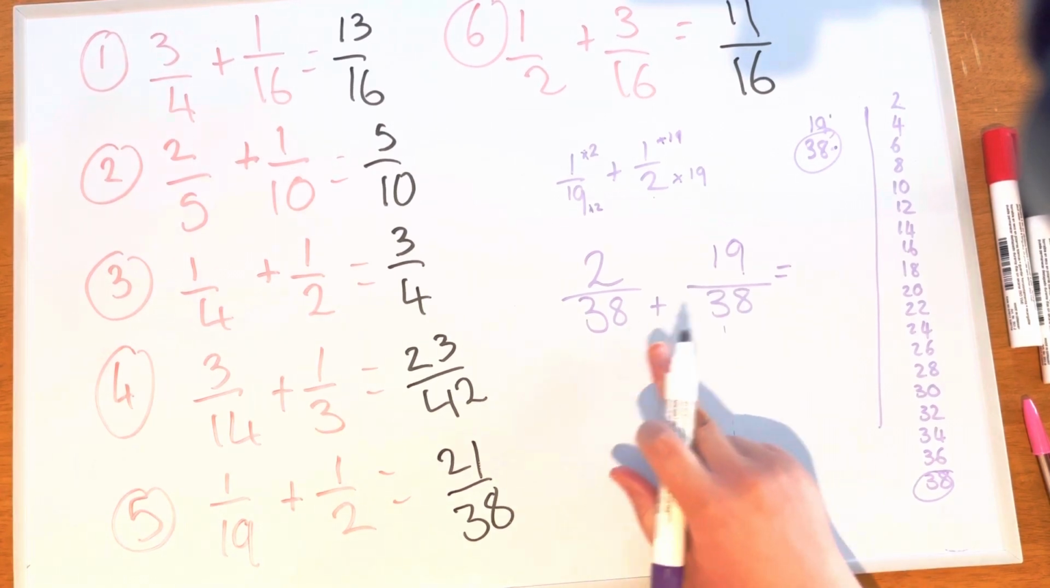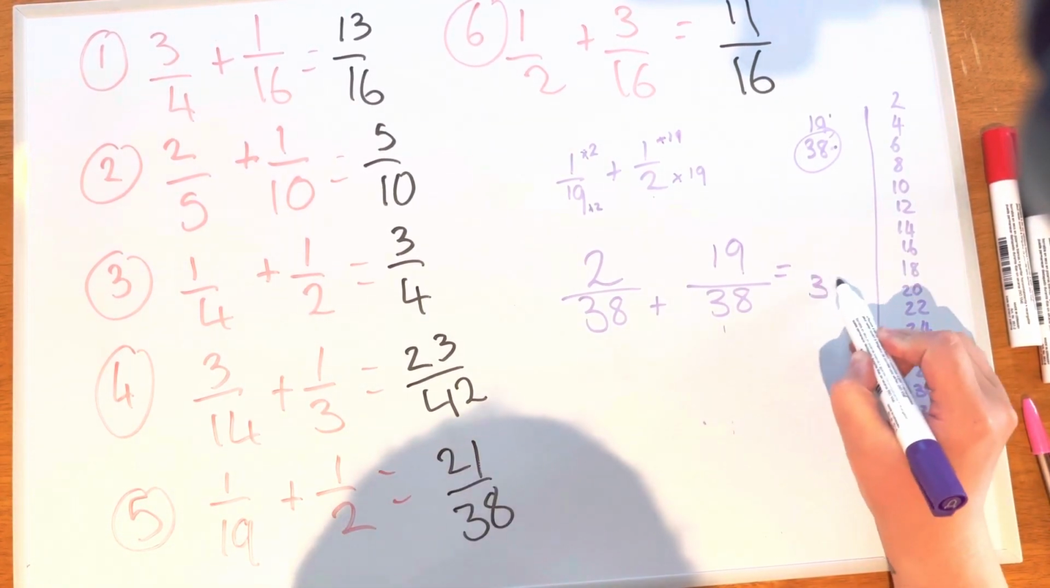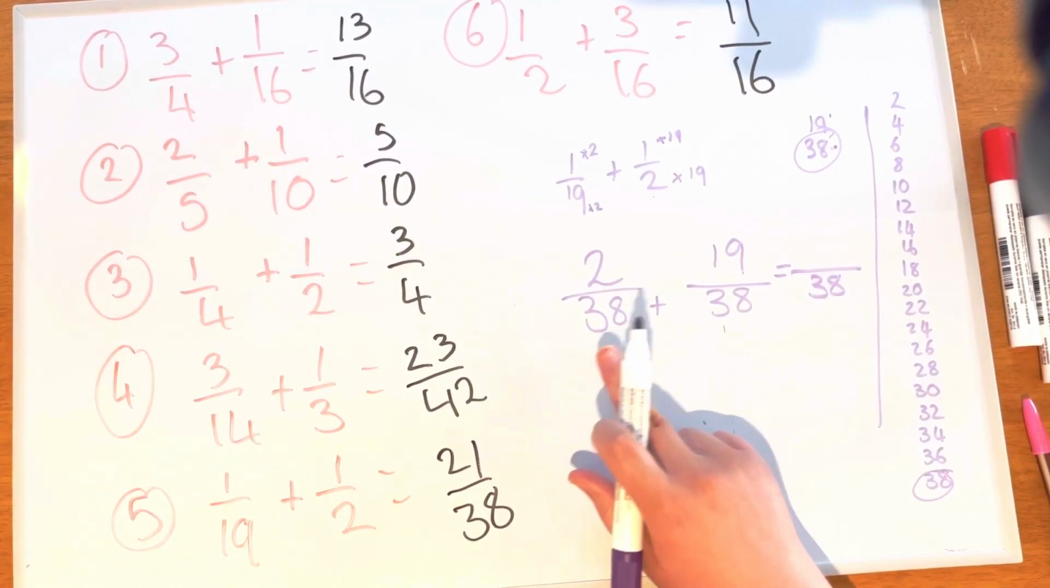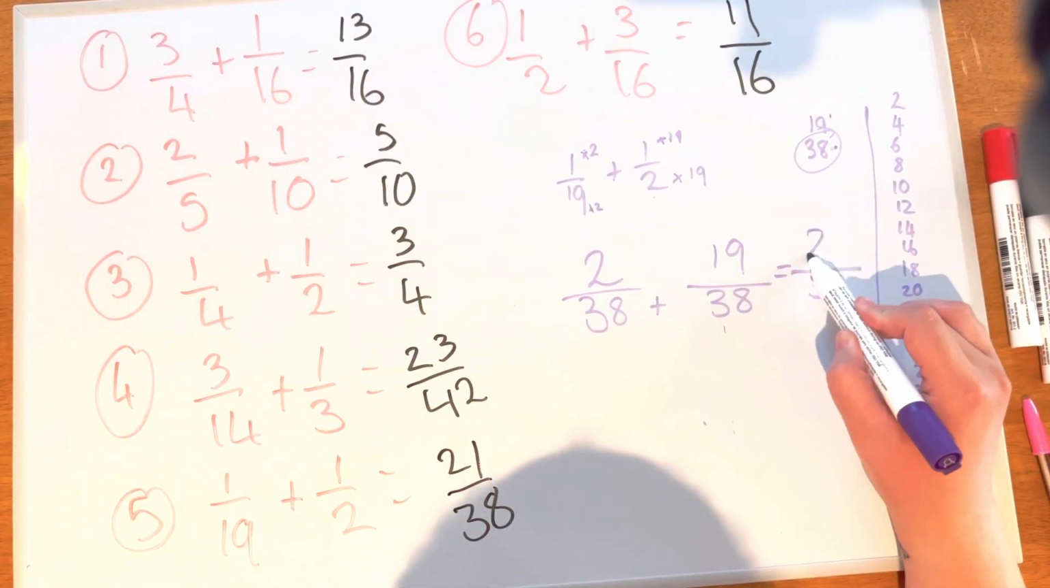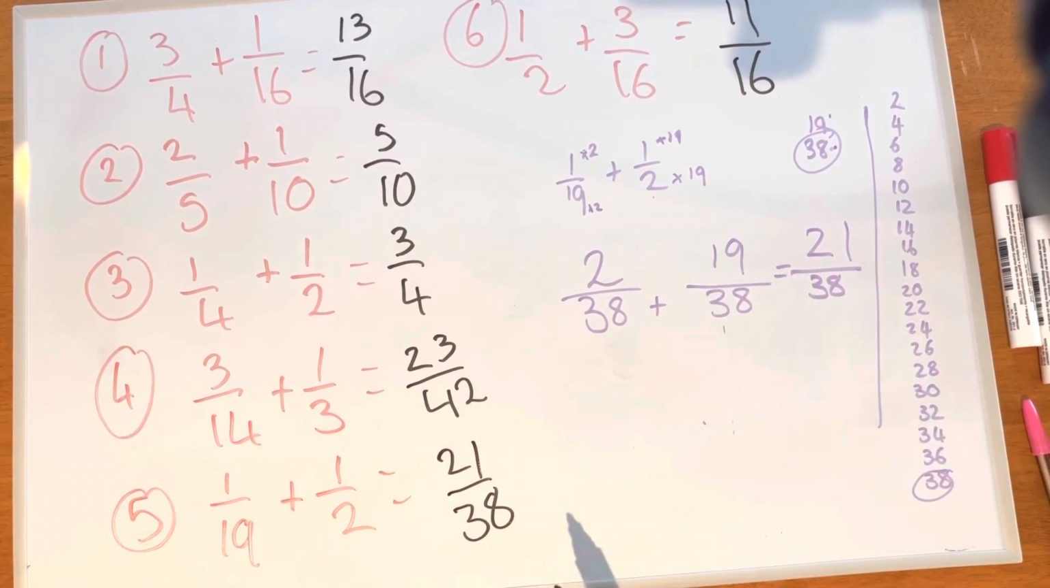So now that I've got the same denominator, I can just add them together. So my denominator is going to be 38, because when it's the same, we carry it over. 19 plus 2 is 21. My answer is 21/38. Brilliant.